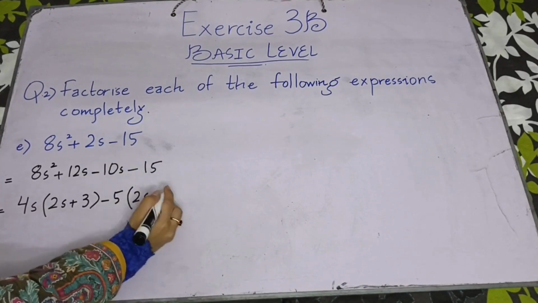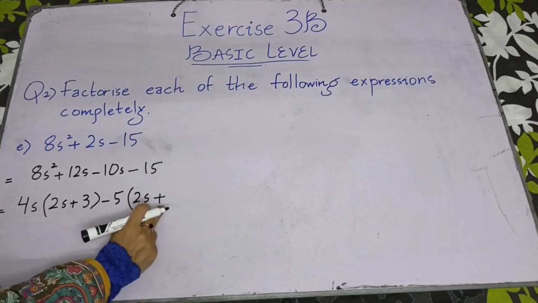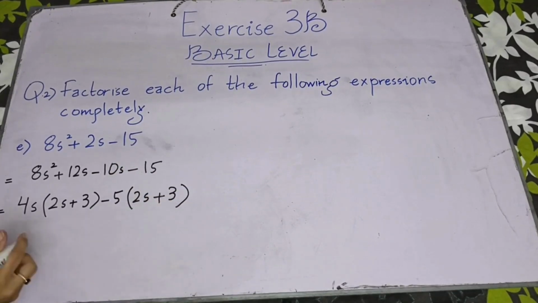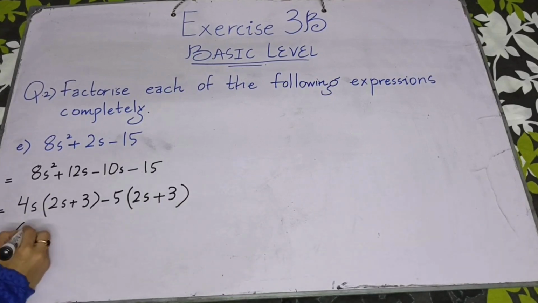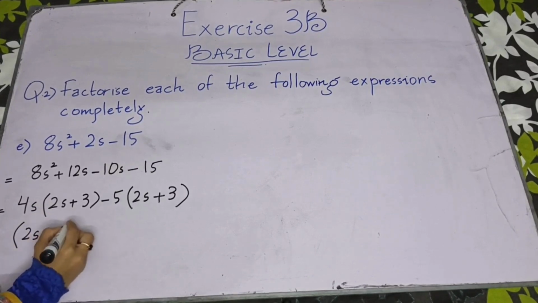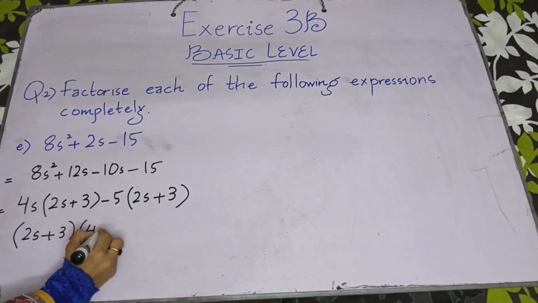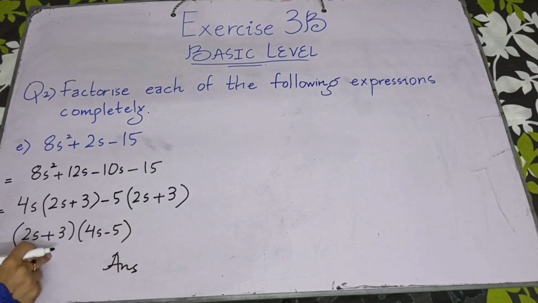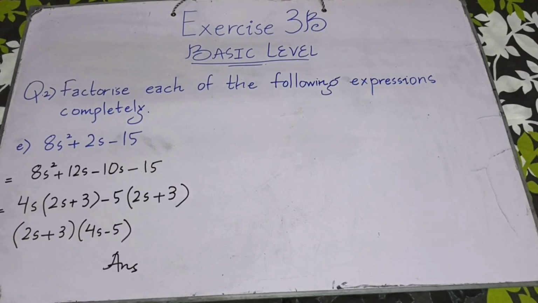If I write plus, minus plus minus. In the 5 times table, 15 comes 3 times. See, the brackets are the same, it means the answer is the same. Correct. 2s plus 3, I will write it one time. 4s minus 5. So the answer is 2s plus 3 and 4s minus 5.